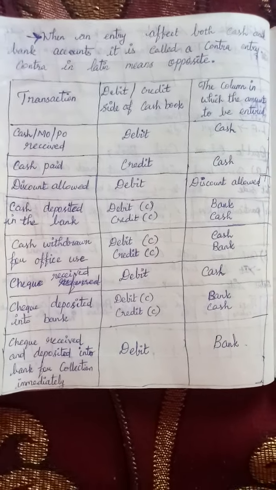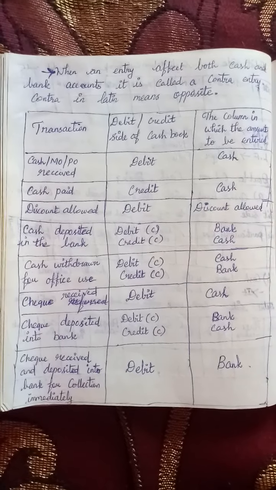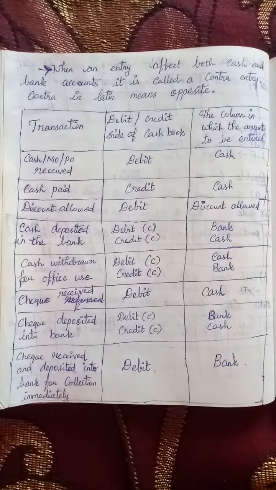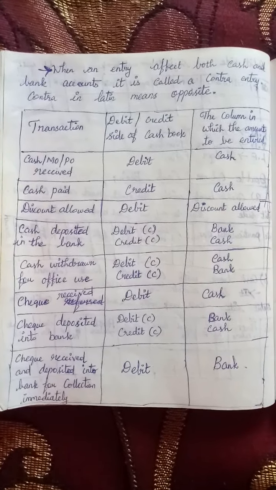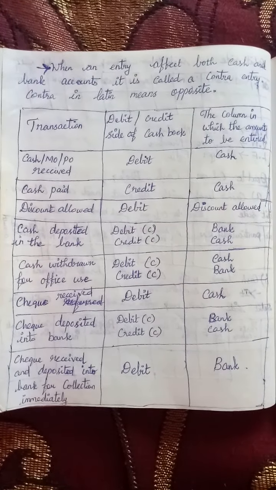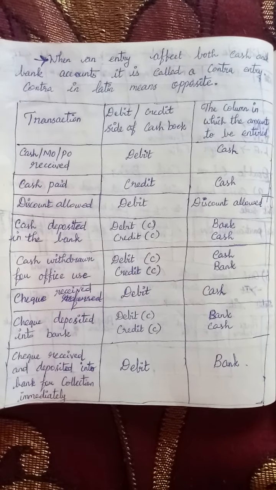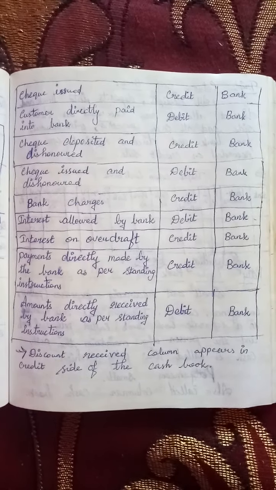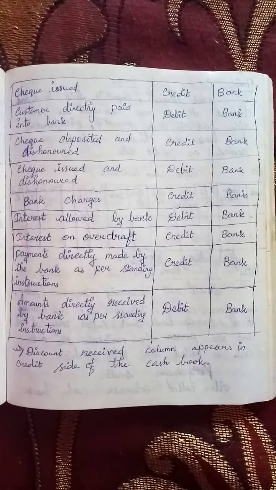Cash withdrawn for office use is entered on the debit side for cash and credit side for bank. Cheque received is entered on the debit side for cash. Cheque deposited into the bank is entered on the debit side for bank column and credit side for cash column. Cheque received and deposited into the bank for collection immediately is entered on the debit side and the column is bank column. Cheque issued is entered on the credit side and the column is bank column. Customer directly paid into the bank is entered on the debit side in the bank column.